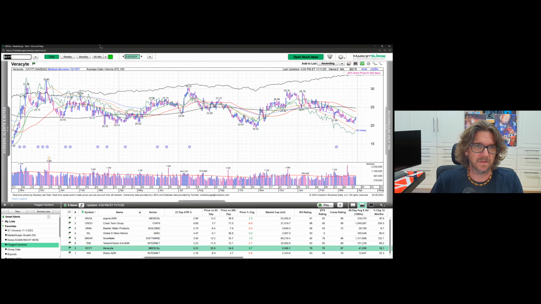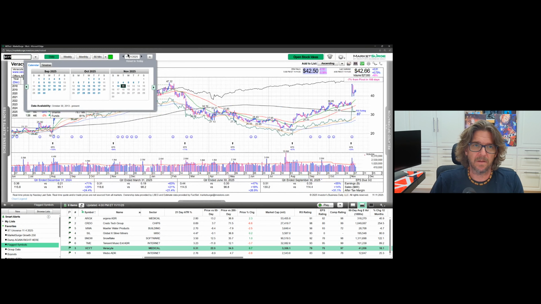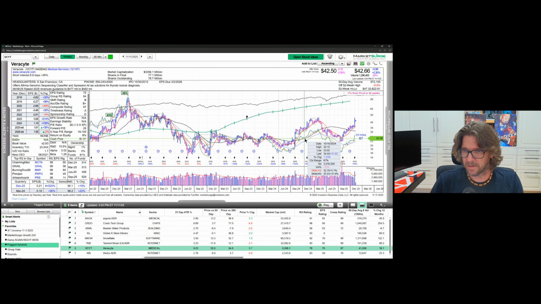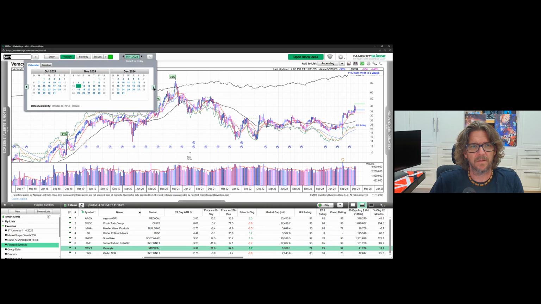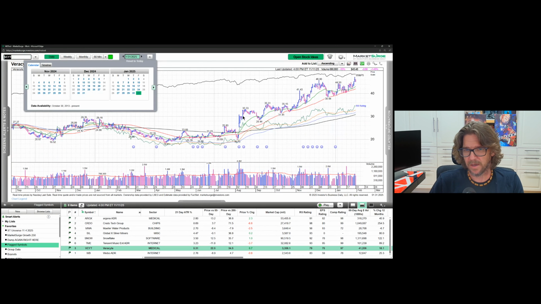Is this a good one? Let's see. Where's there? Oh, there's an ascending base in there. Okay, let's go back to 24. Oh, it went away. All right, so the breakout day was November. Let's look at it on a daily and see if it's there.